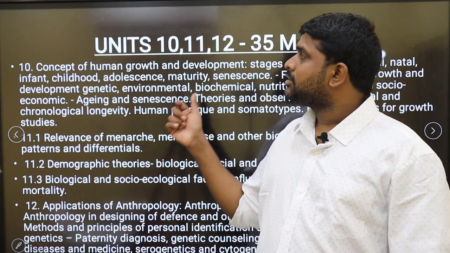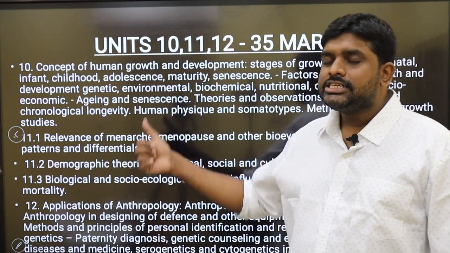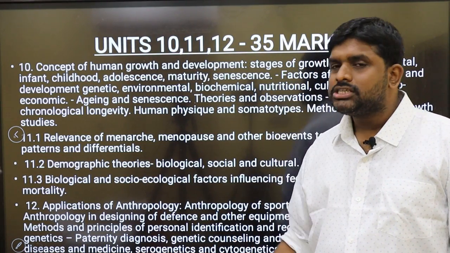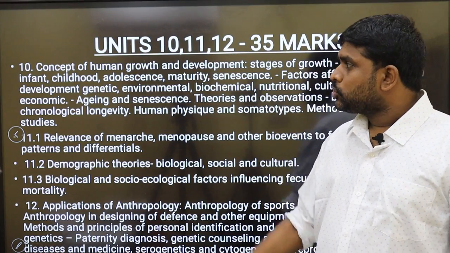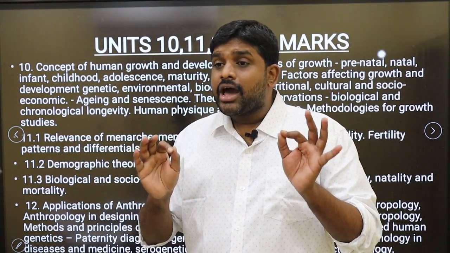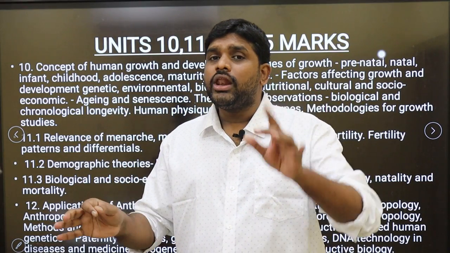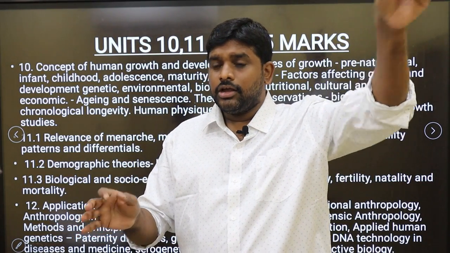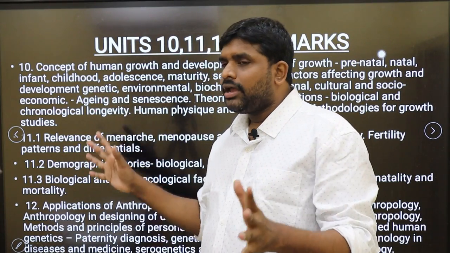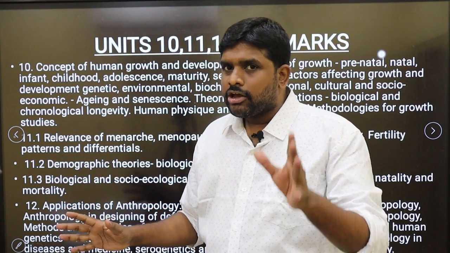Then 10th, 11th, 12th. 10th is about the concept of human growth and development. 11th is about menarche, menopause. And 12th is about applications of anthropology. So these three together are 35 marks. 35 marks plus 45 marks, 80 marks from 9, 10, 11, 12 and 1.1, 1.7. Together 80 marks. In this way, 250 marks for paper 1.